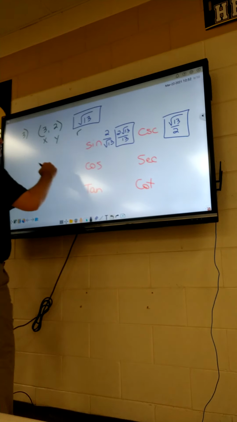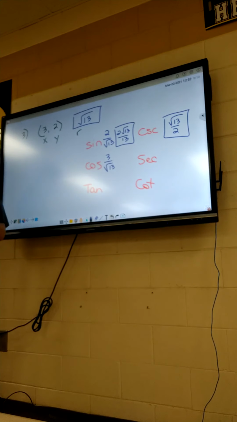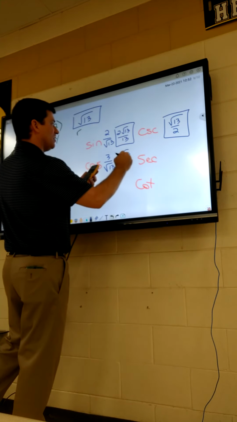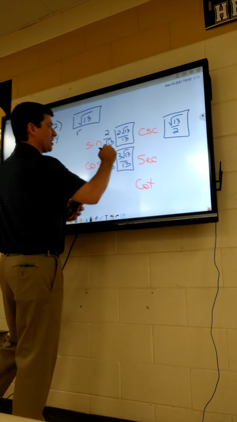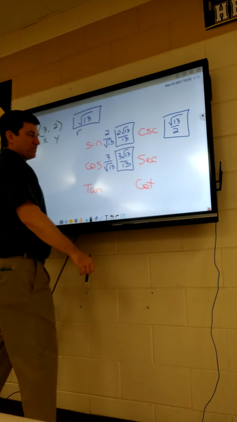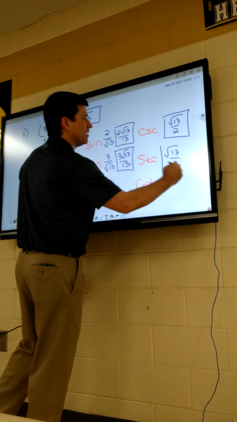All right, Brantley, formula, cosine, what is it? All right, so that'll be 3 over root 13. Now, we're going to have to put that in the calculator. I got 3 root 13 over 13. Now, Ellis, when I go to flip it, which one do I flip? The 3 over root 13. The first one. Good. So it's root 13 over 3.